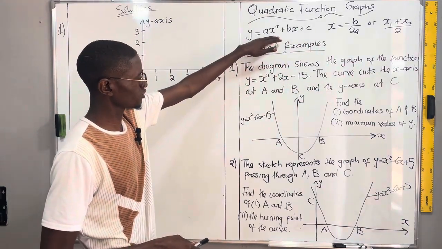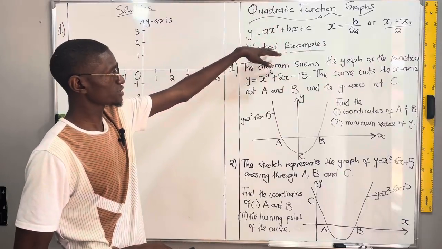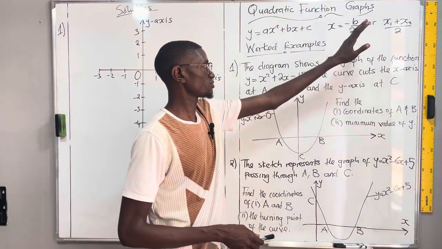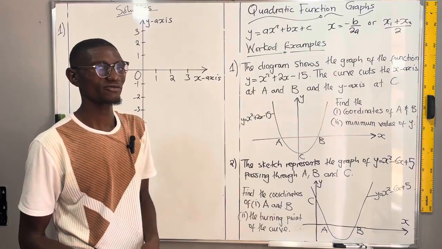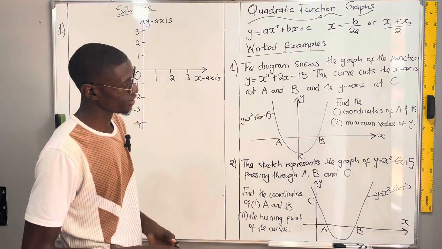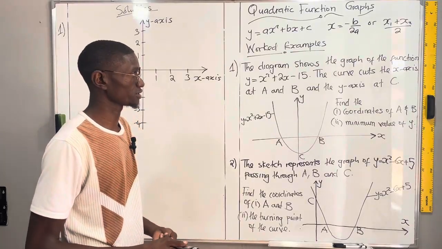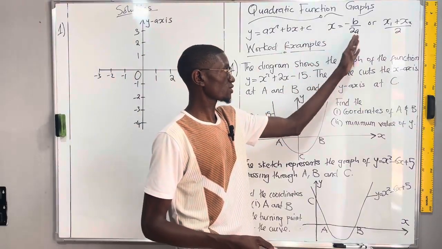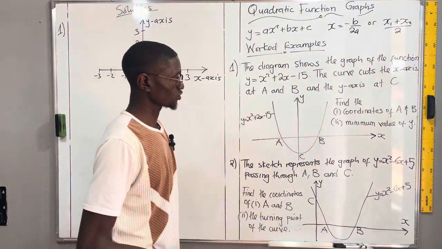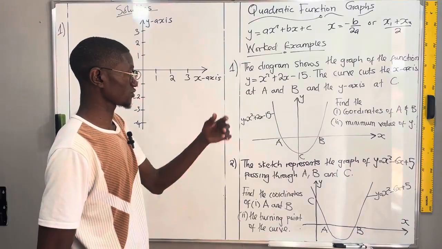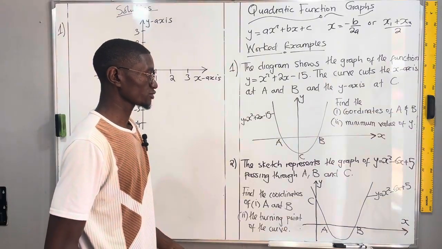This is the one we're going to be using to find the coordinates, and this will be helpful when we're finding the maximum value of y or the minimum value of y or the coordinates of the turning point. For this one, you can use either this one or that one. I'll show you when we are going to use each of those formulas. Alright, so we're going to start with an introduction.